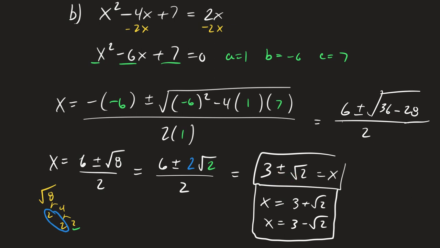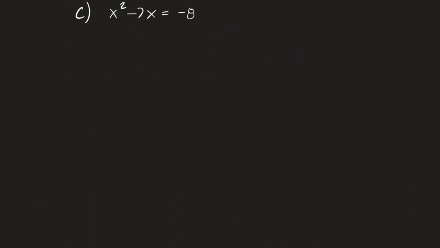So let's look at one last one. Again, the problem needs to be set equal to 0, so I'm going to move this 8 over first. So I get x squared minus 7x plus 8 equals 0. And so my a value is 1, my b value is negative 7, and my c value is 8.